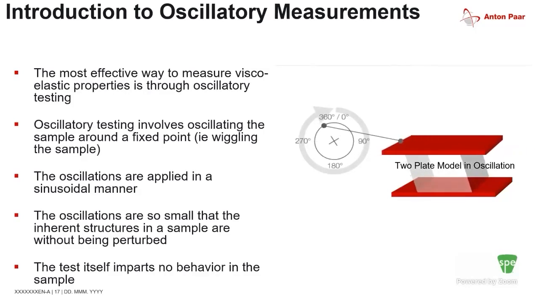And the beauty of these types of tests is that they're considered non-destructive in nature because I stay within what we call the linear viscoelastic region. So it doesn't affect the material, which we don't see from a rotational standpoint. As soon as you shear it, you break the material down and change the behavior. So you have to start with a brand new sample.